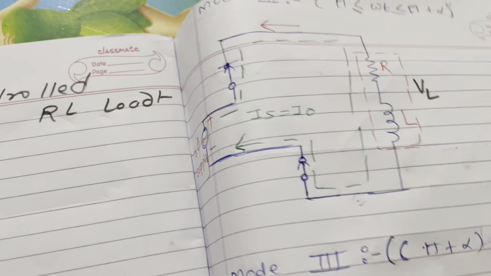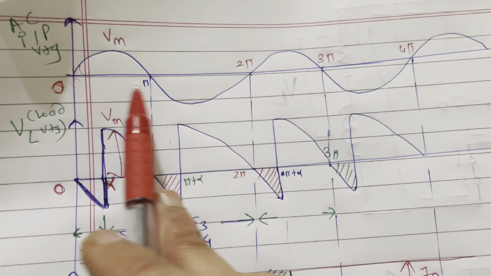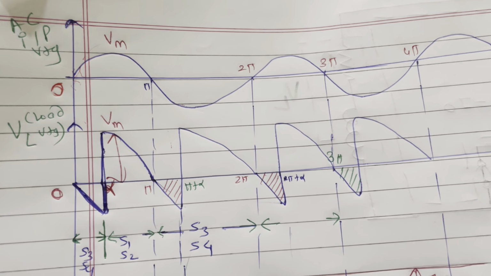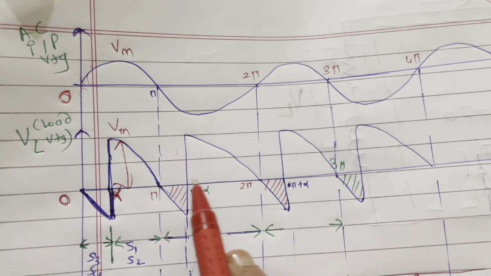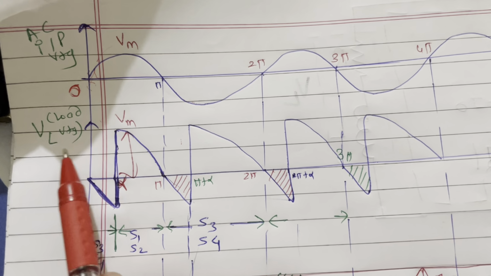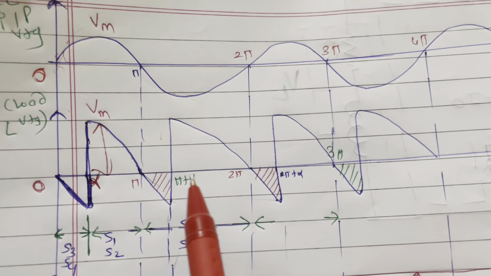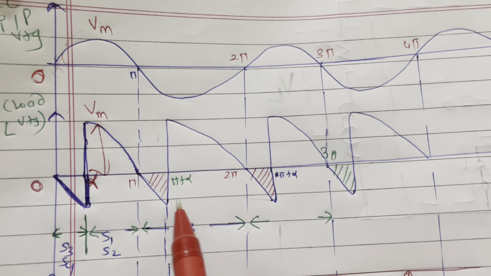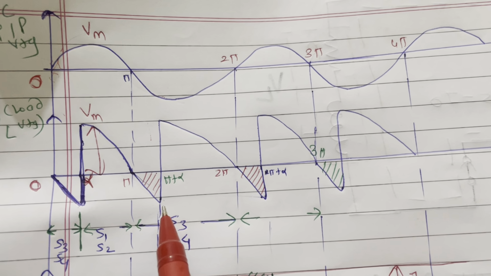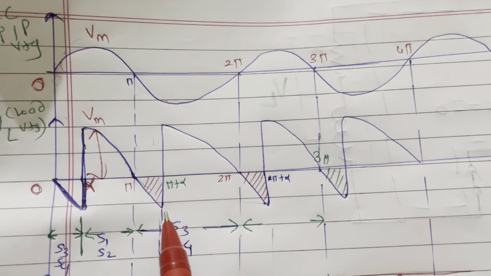So the load voltage is negative and equal to the instantaneous AC supply voltage, while the load current continues to be positive. See in this waveform, from 0 to pi the AC input voltage is positive, but after pi it becomes negative. From pi to pi plus alpha, the load voltage is negative and equal to the instantaneous AC supply voltage, where the load current continues to be positive.